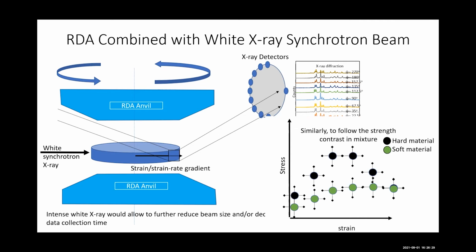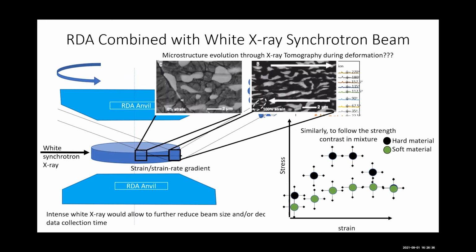And you can also do the same thing by just mapping the strain effect. And also the goal would be to observe microstructure evolution, so X-ray tomography during the deformation. But to do that, we really need an intense white X-ray beam.